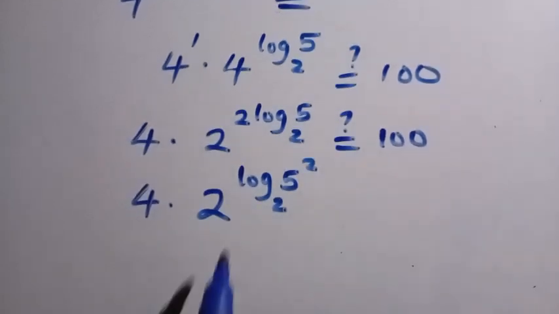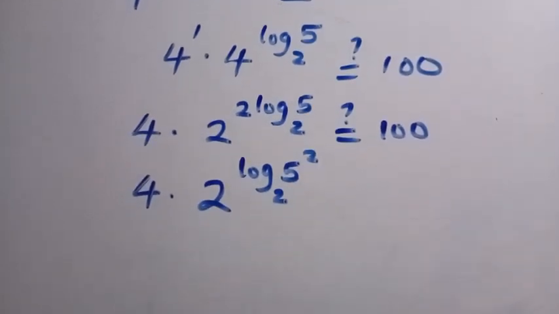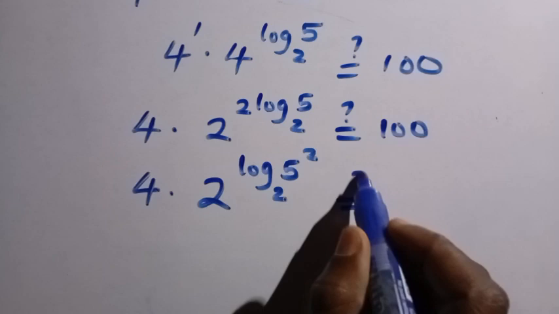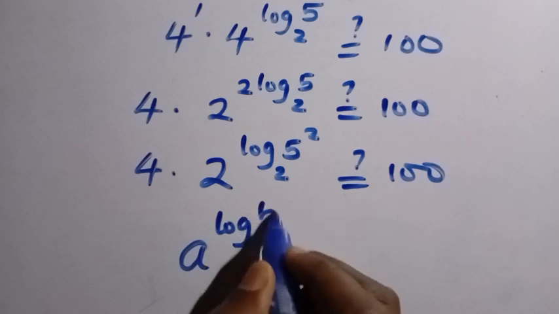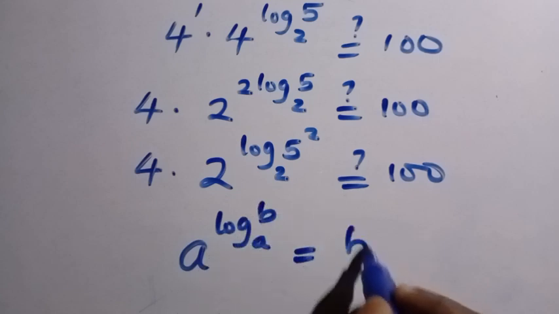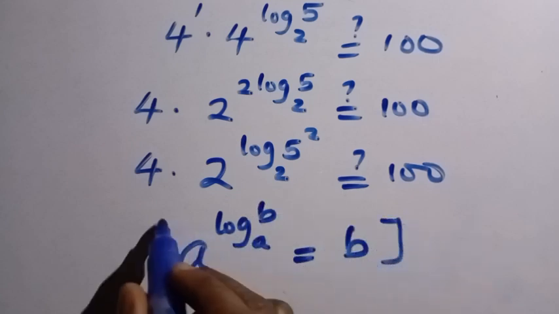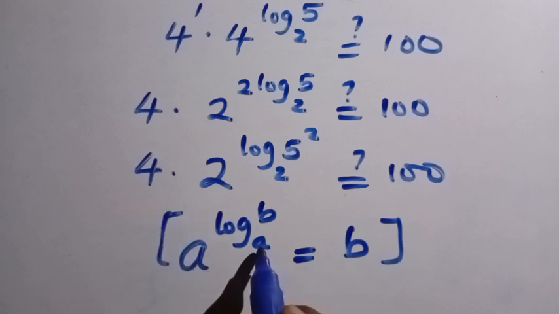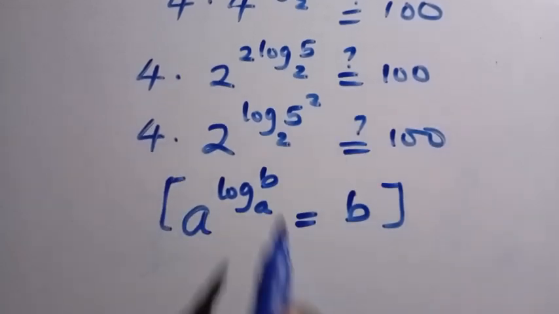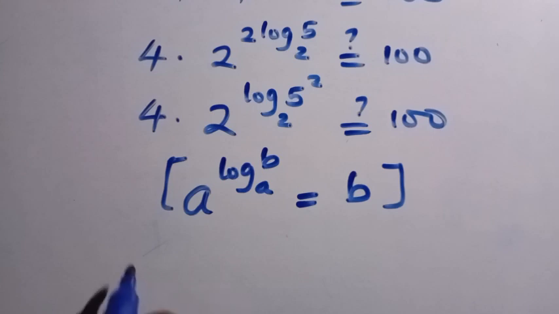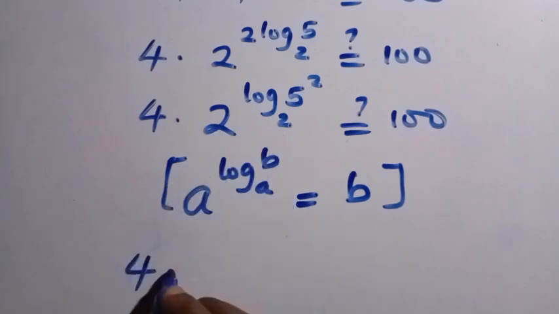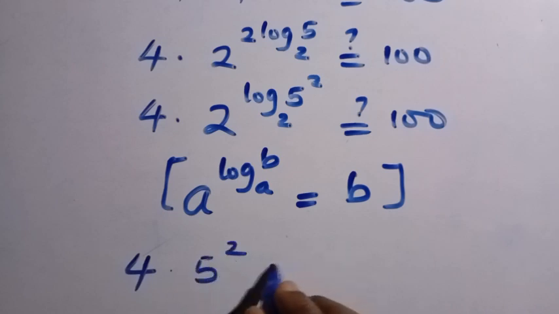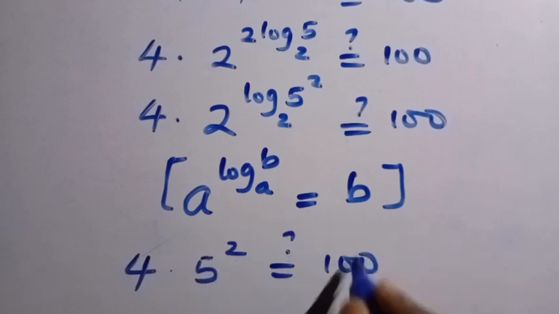So anytime we have a kind of logarithm like this, suppose we have a raised to power of log b base a, this equals b. That is, this base and the base of logarithm must be the same before we can choose this letter b. So therefore, since we have confirmed that these are equal, then we have 4 multiplied by 5 raised to power 2. So is this equal to 100?